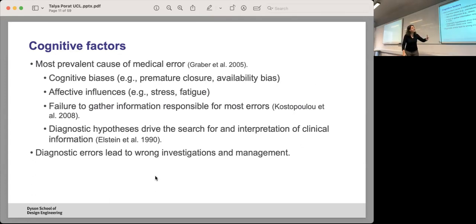Affective factors, like stress and fatigue. Failure to gather information is responsible for most errors. So this pattern recognition, oh, it's probably this, it's probably that, let's just continue with that. And of course, diagnostic hypotheses drive the search and interpretation of clinical information. So if the GP thinks it's something, they will find the evidence to prove it, like we all do, right? We all have those biases. And of course, diagnostic errors lead to wrong investigations and management. And we see harm.